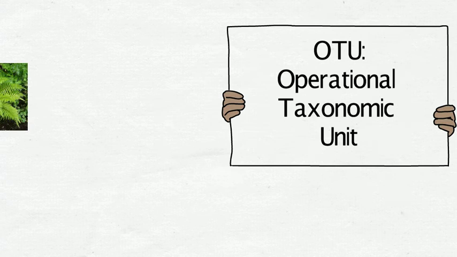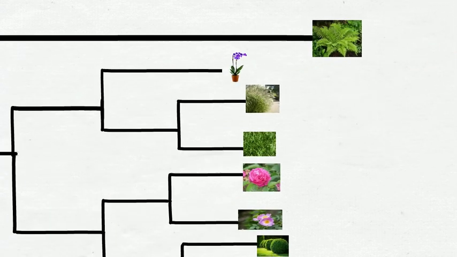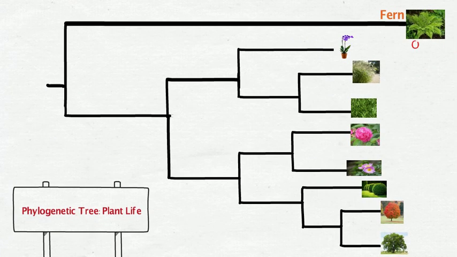In this example, the 8 OTUs I have chosen are angiosperms, while the outgroup is a non-flowering plant, the fern. The OTUs in this phylogenetic tree are distinguished by their phenotypic variances. First, let me explain a few basic concepts of a phylogenetic tree to make this a bit easier to understand.